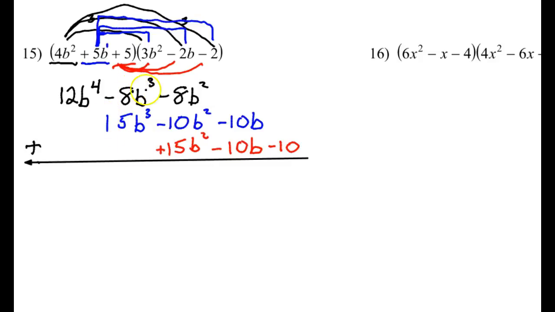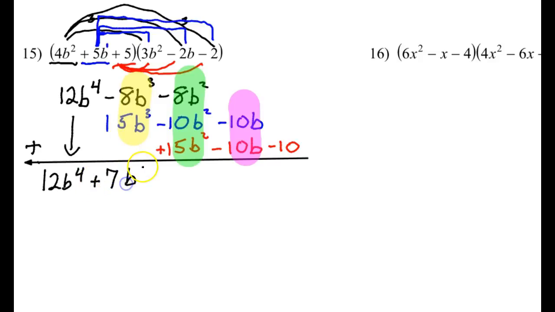And I made it so everything in each column has the same variable and same exponent. And once again, you notice how the exponents stay the same. So there's no other b to the 4th, so just bring that 12b to the 4th down. 15 minus 8 is 7b to the 3rd, same exact exponent, right? So that does not change when you're adding, subtracting only. When we're multiplying, the exponents change. Adding, subtracting stays the same.